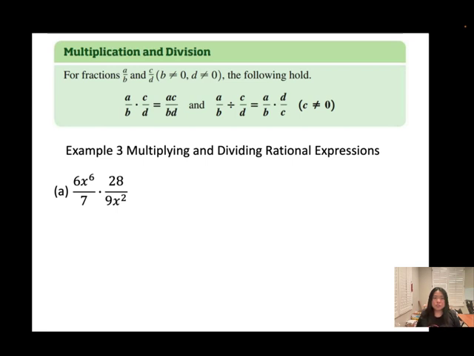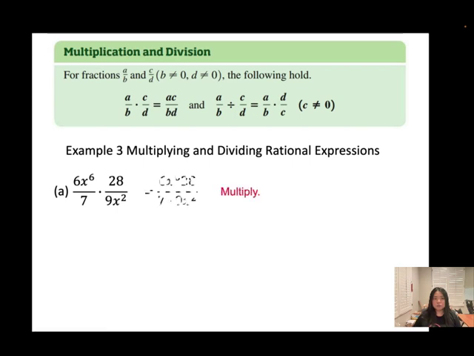Multiplication and division. When you multiply these two fractions, you get a times c over b times d, if you simplify before you multiply. If it's a division, you change the division to multiplication and flip the second fraction. So c over d, flip it, becomes d over c. Simplify before you multiply. So same idea, this is going to be multiplication. Before I multiply it, I would simplify it first.